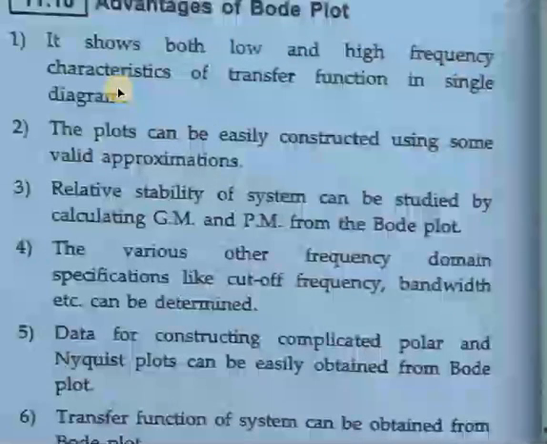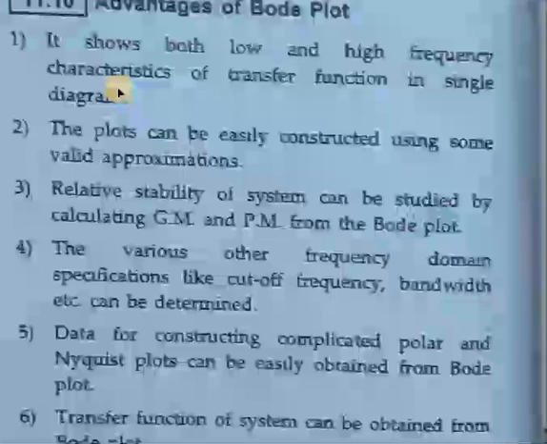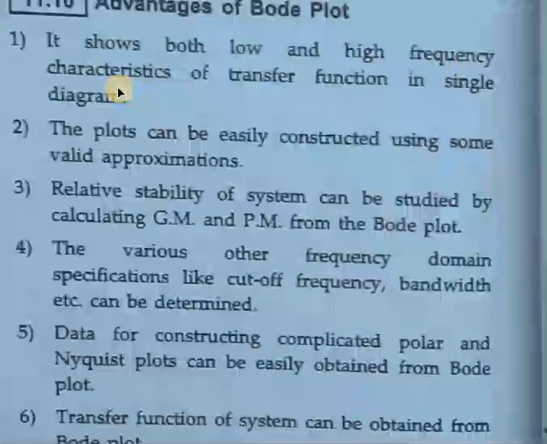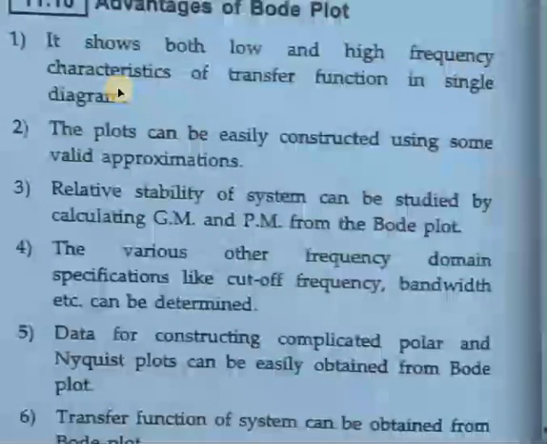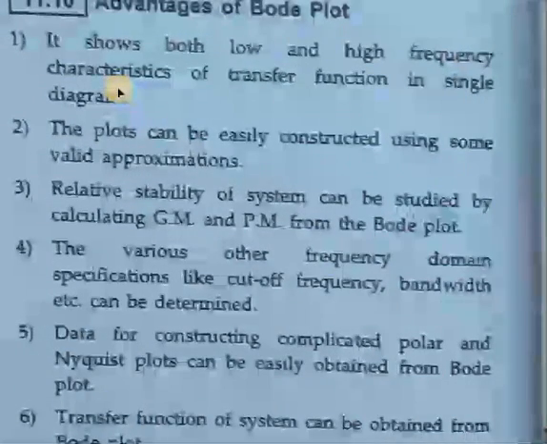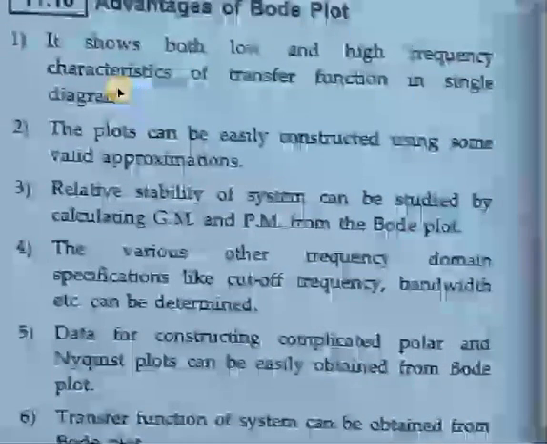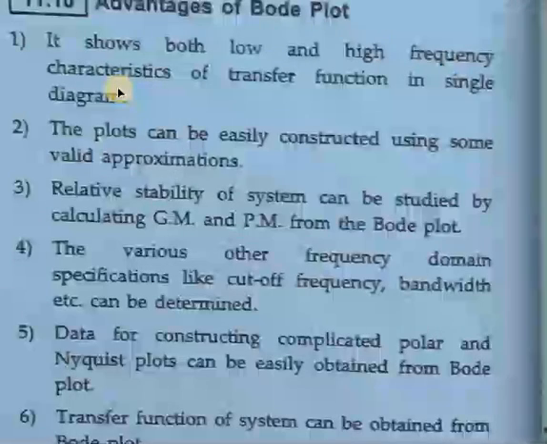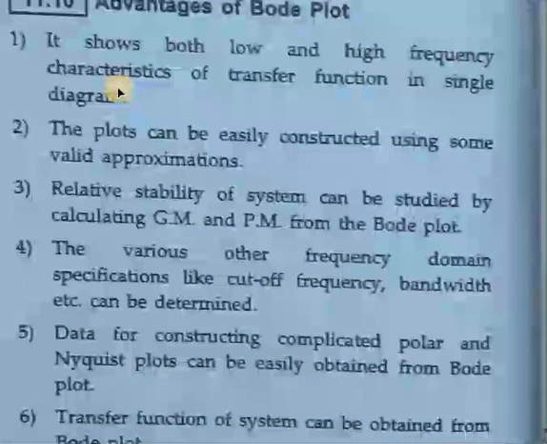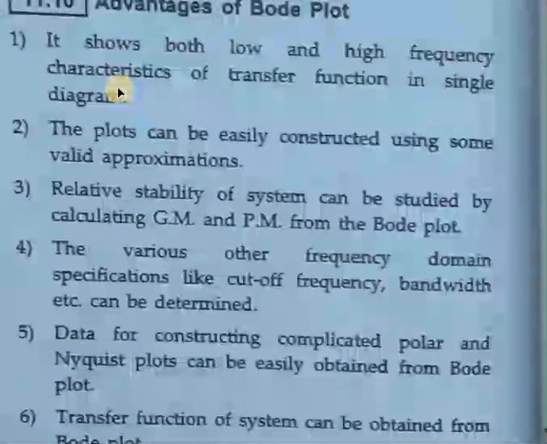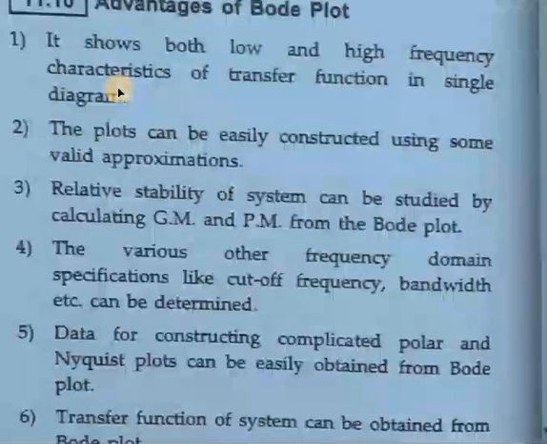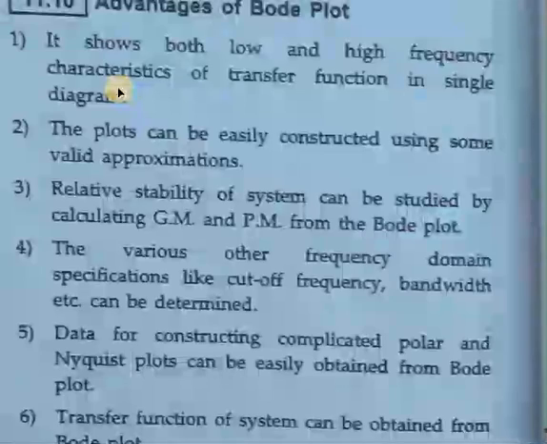Then the third one is that the relative stability of the system can be studied by calculating the gain margin and phase margin from the plot. Once you construct the Bode plot, it is very easy to calculate the gain margin and phase margin, and based on that, it is very easy to study the relative stability of the system. Then the fourth one is that various other frequency domain specifications like cutoff frequency and bandwidth can be determined from this plot.